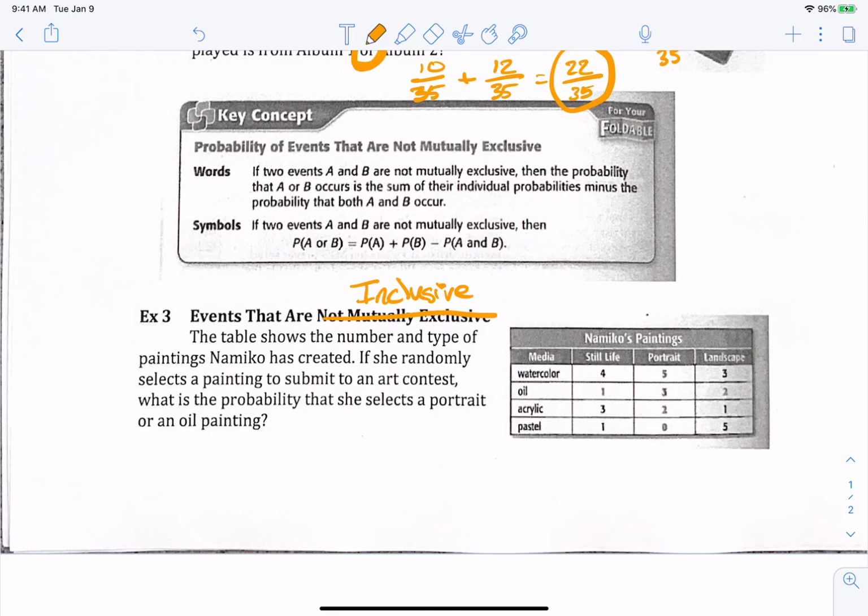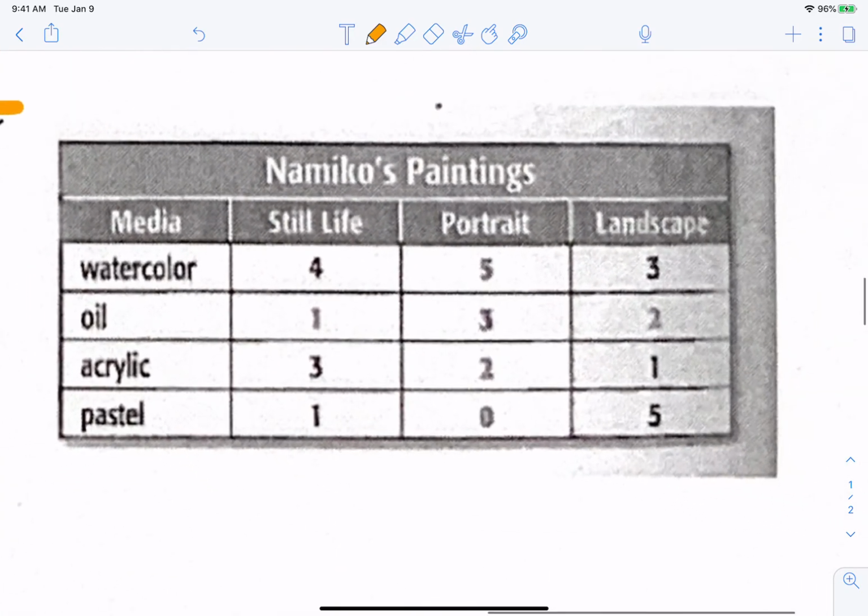Okay. All right, they give you this little table right here. These are paintings that this girl is doing. So she has 4 still life, which are like trees and stuff, probably, or apples. Like, you know, the pictures of the apples just sitting on the desk. That would be a still life.